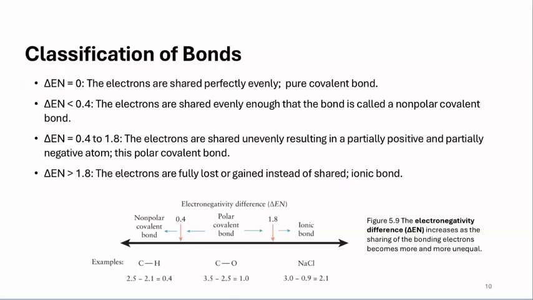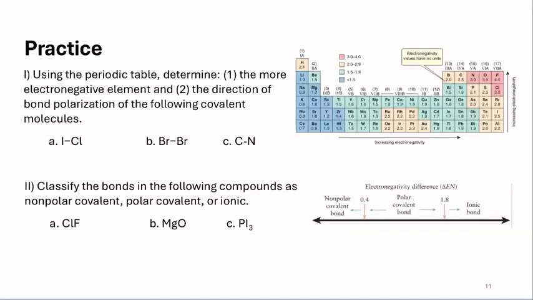In order to solidify this concept, let's do some practice problems. In Roman numeral 1, the instructions basically say that we're going to look at the electronegativity value for each of the atoms, and then we're going to illustrate bond polarization. Let me remind you, bond polarization can only be used in bonds that are polar covalent.